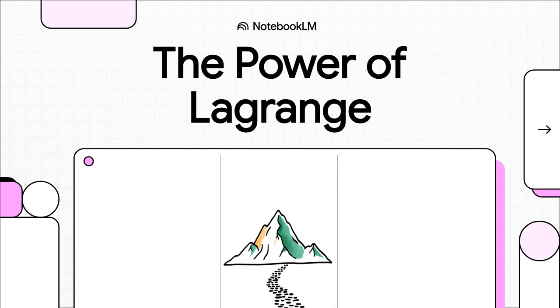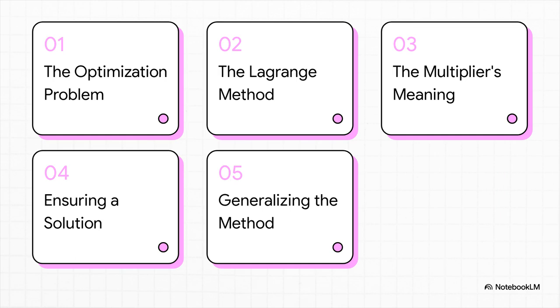Today, we're diving into one of the most powerful tools in economics, the Lagrange multiplier. Think of it as the mathematical secret for making the absolute best choice you can, even when your options are limited. So here's the game plan.